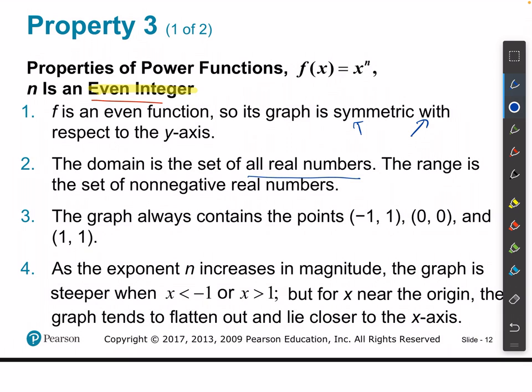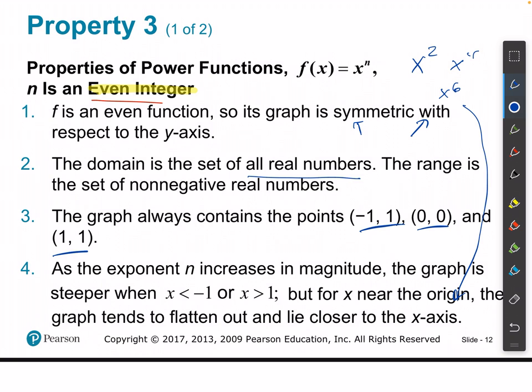base power function. The graph will always contain the points negative 1, 1, 0, 0, and 1, 1. As the exponent n increases in magnitude, the graph is steeper when x is less than negative 1 or x is greater than 1, but for x near the origin, the graph tends to flatten out and lie close to the x-axis. This is when we don't modify it at all. So if you're graphing x squared, x to the fourth, x to the sixth, all of these powers hold true. Obviously, we can modify them. If we modify these at all and put them in the context of a bigger polynomial, then these rules don't necessarily hold up, but they just become transformed. So we use transformations to move these rules.